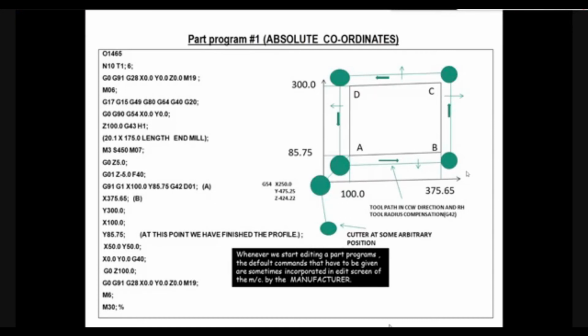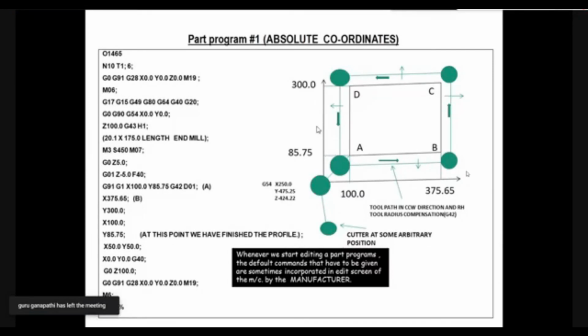Okay. And the next line is G0, G90, G54, X0, Y0. Initially, the cutter is at some arbitrary position here that has been taken to origin on the workpiece by specifying G0, G90, G54. X0, Y0 means this particular point itself. Here, this point is treated as origin O, is treated as X0, Y0 on the workpiece. Okay.